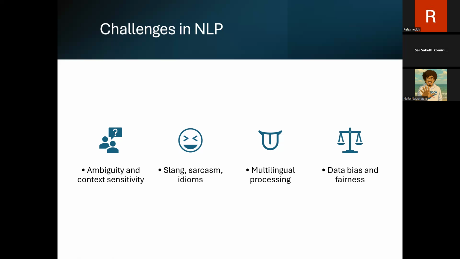Finally, bias in training data is a serious concern. If the data a model learns from contains stereotypes or unfair associations, the model can reflect and even amplify those biases, leading to unfair, discriminatory outcomes. Solving these challenges is essential to make NLP more reliable, robust, fair, and inclusive.